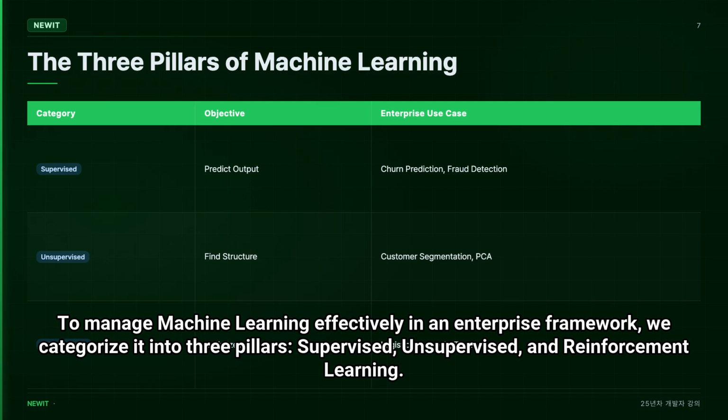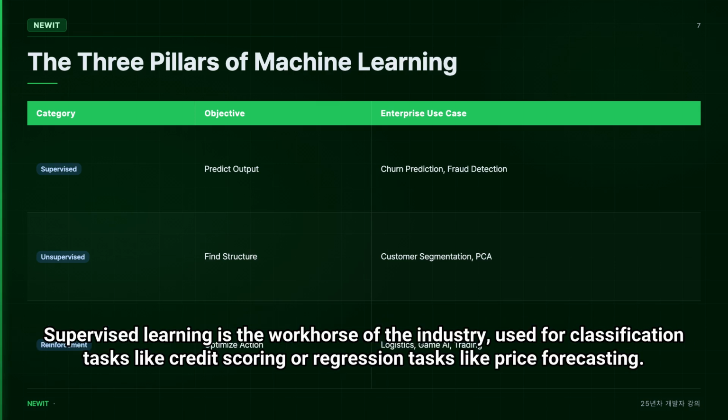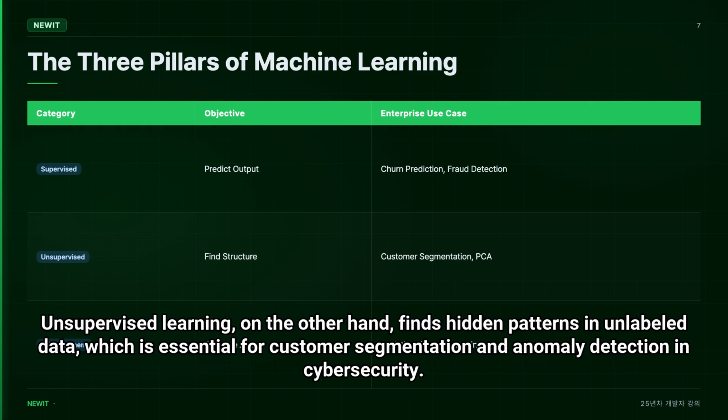To manage machine learning effectively in an enterprise framework, we categorize it into 3 pillars: supervised, unsupervised, and reinforcement learning. Supervised learning is the workhorse of the industry, used for classification tasks like credit scoring or regression tasks like price forecasting.